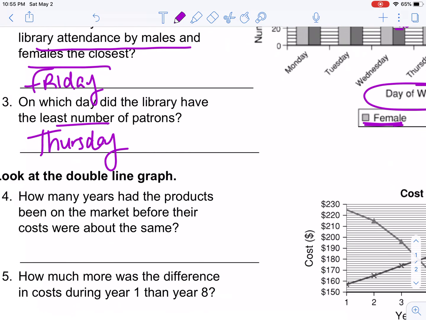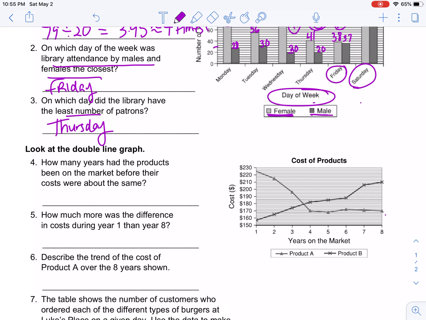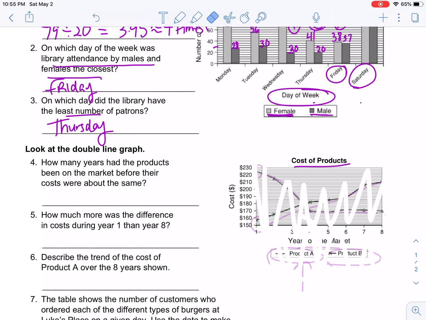Now let's look at the double line graph. And here we have the cost of two different products. We have product A, product B, and years on the market. And we can see what is happening to the cost of product A and product B. If we look at product A over time, it starts off pretty expensive, price definitely falls, and then steadies out for the most part. Product B starts out pretty cheap and has a steady increase, okay? So that's like the overview of what the line graph really is.